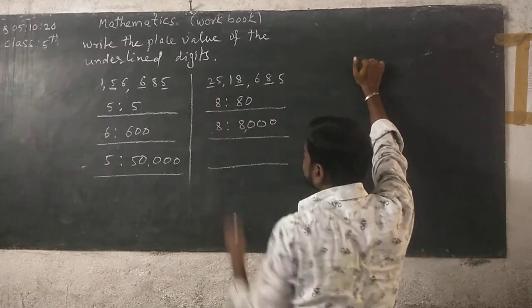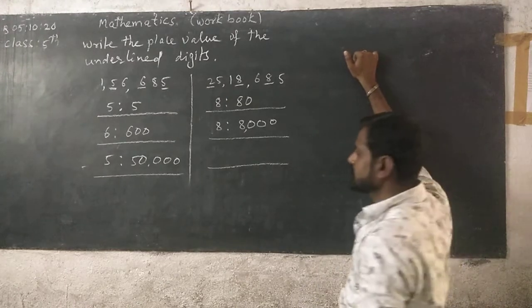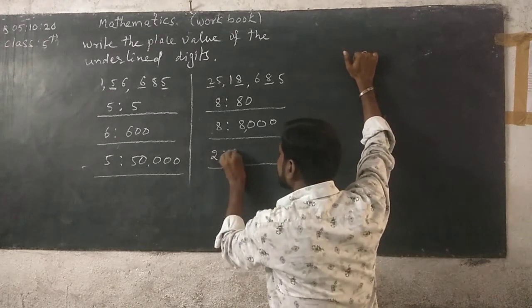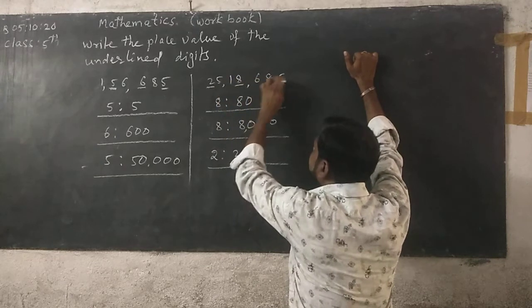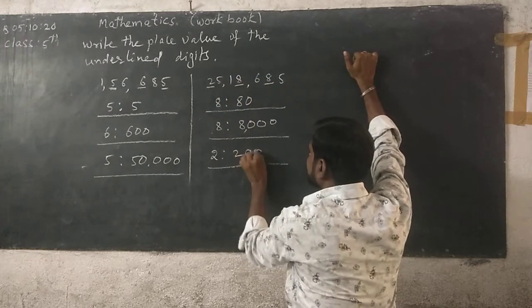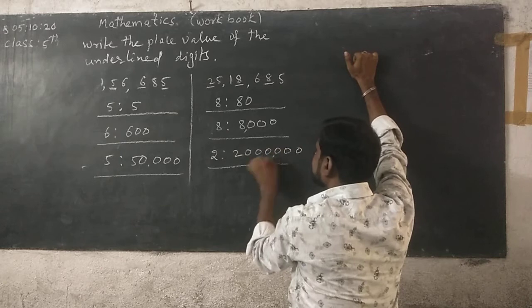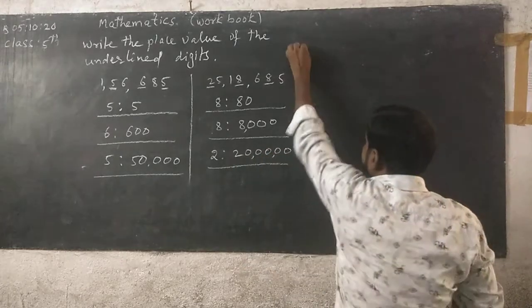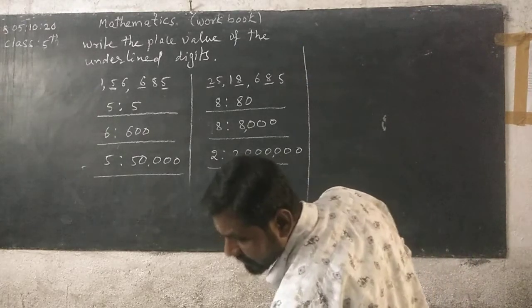Next 2 is in 10 lakhs place. So 2 ten lakhs is 20 lakhs. You can write 2 followed by 1 2 3 4 5 6 zeros. This is a shortcut. Now next.